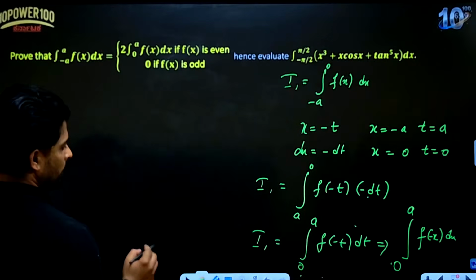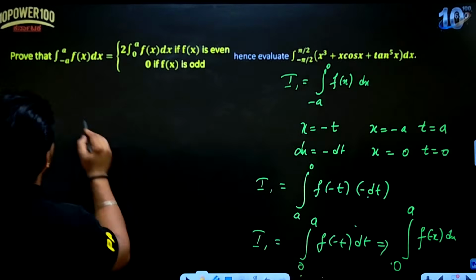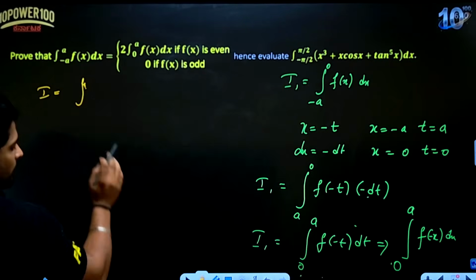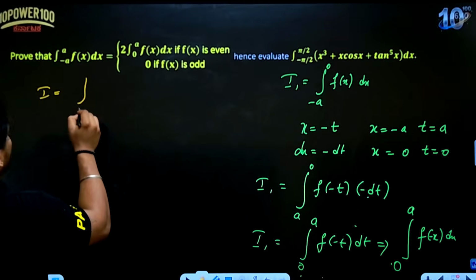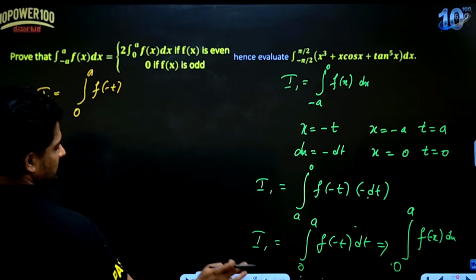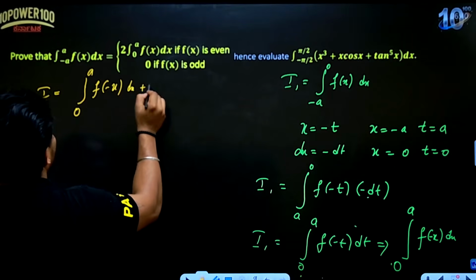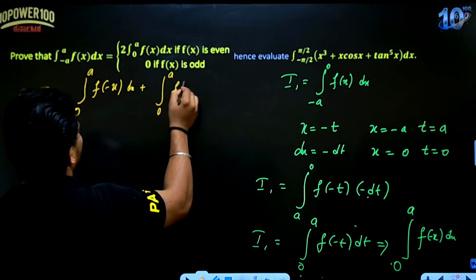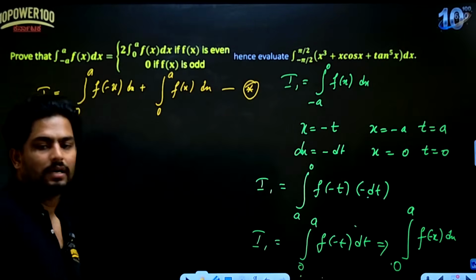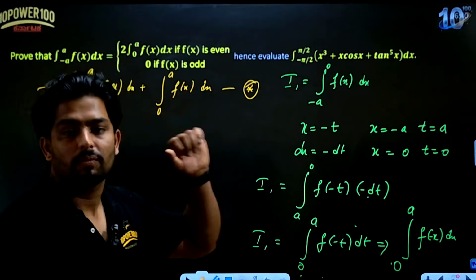So I'll write I is equal to the new answer. Okay, so 0 to a f of minus t minus x dx plus 0 to a f of x dx. So now this is equation star for us. Okay, so with this, up to here and then it's easy. And why have I taken it like that?